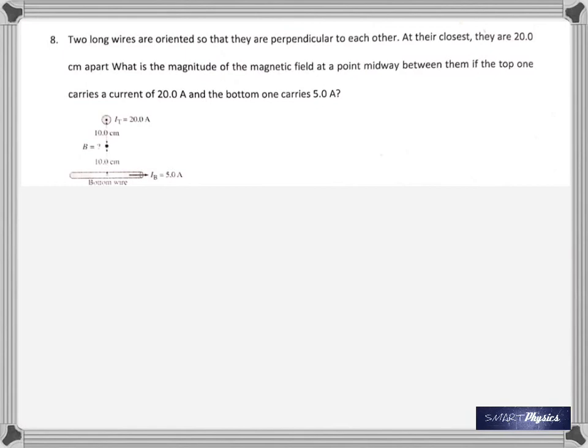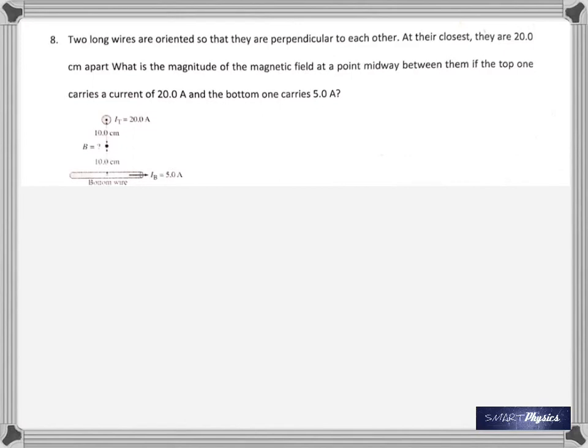The eighth one: two long wires are oriented so that they are perpendicular to each other. At their closest, they are 20 centimeters apart. What is the magnitude of the magnetic field at a point midway between them, if the top one carries a current of 20 ampere and the bottom one carries 5 ampere?